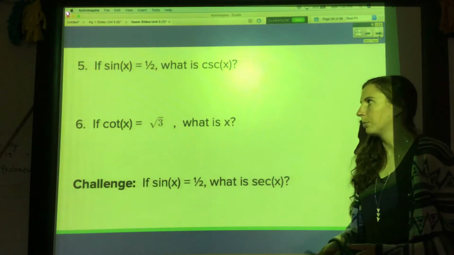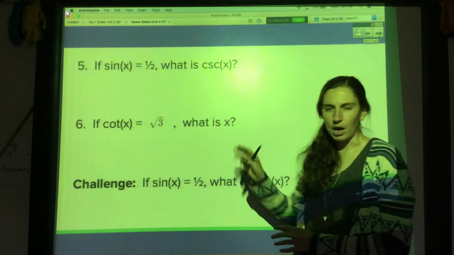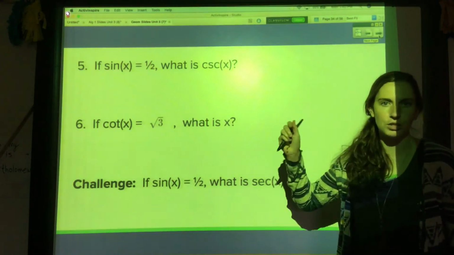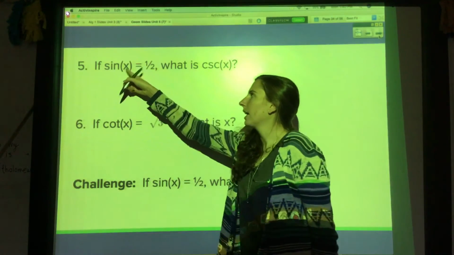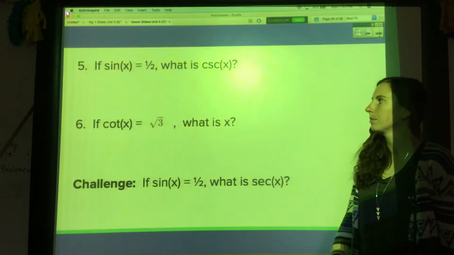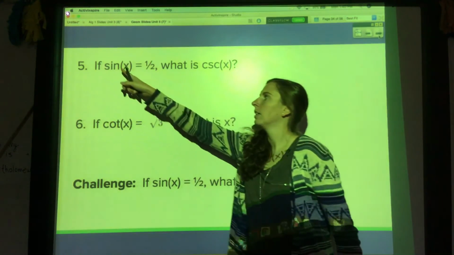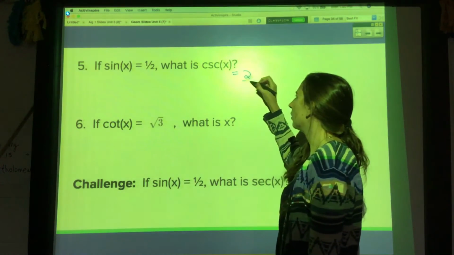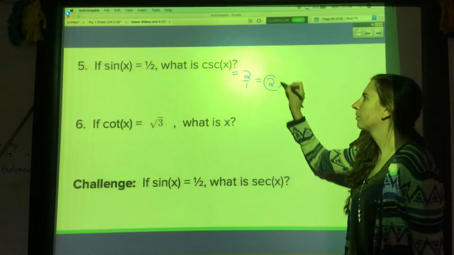Just a couple more examples. This one says, and you may want to pause the video and try these yourself, these are good little challenge problems here, and then watch the video as I go over it. It says the sine of x is a half. What is the cosecant of x? It's literally just this but flipped, because cosecant is the reciprocal of sine. So it would be 2 over 1 rather than 1 over 2, which is just 2.